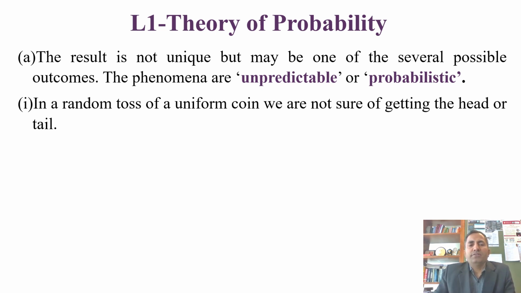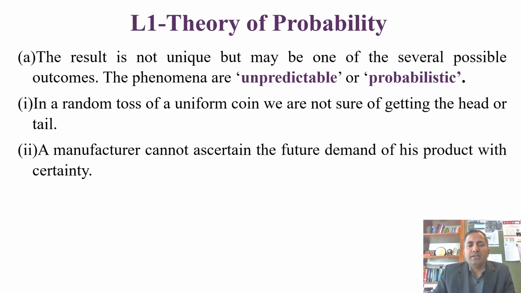You can see a number of examples of unpredictable and probabilistic phenomena. In a random toss of a uniform coin, we know it has two faces, head and tail. Any face will turn up, either head or tail. So that is the uncertainty that comes here. You cannot predict, it is an unpredictable situation or experiment.